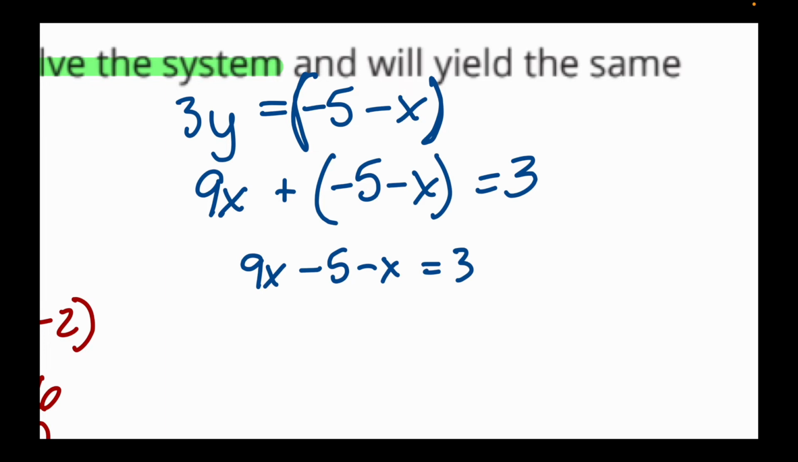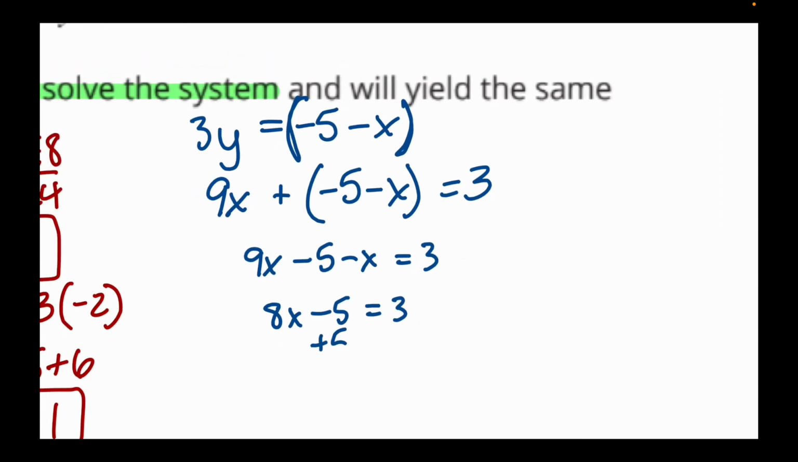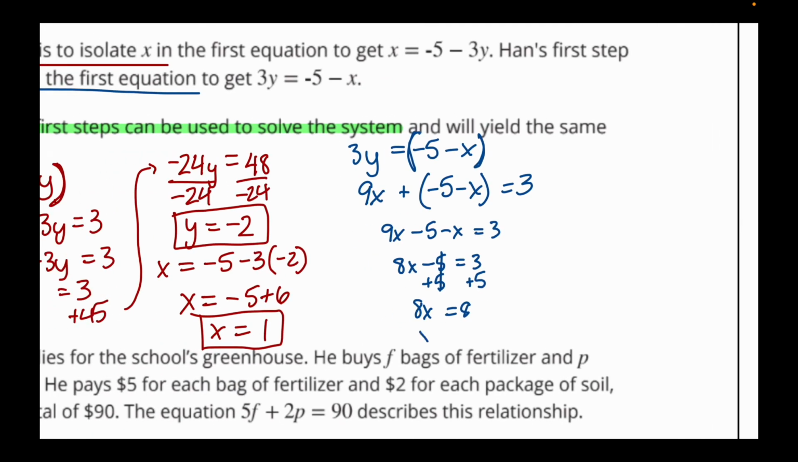9x minus x is going to give us 8x minus 5 equals 3. If we add 5 to both sides, you will get that 8x equals 8. So that means that x is equal to 1. Hey, I'm seeing part of my solution appear again, x equals 1 and x equals 1. I still have to show the last piece, which is to find y.